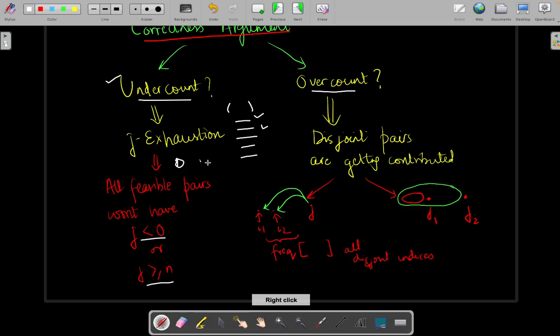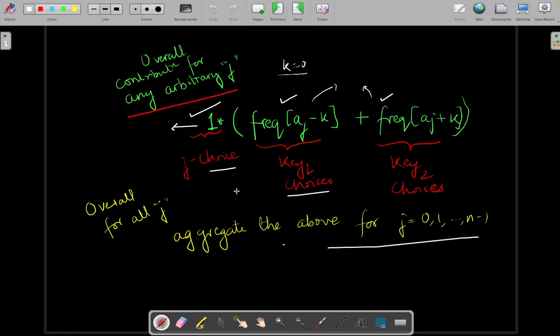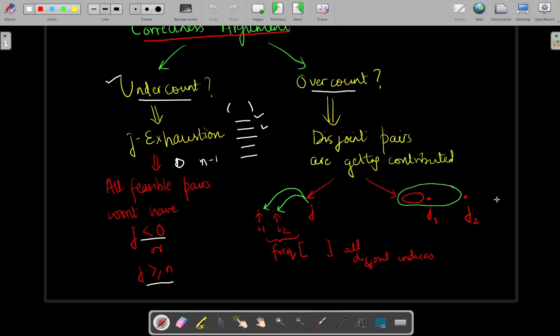0 to n minus 1. And that's exactly what we are doing here in the previous slide. We have taken j from 0 to n minus 1. That means, if at all we have counted the correct answer for each j, there is nothing that is remaining for j, right? We are not leaving out anything. So we are exhausting all the possibilities essentially. So there is no point of undercounting happening there.